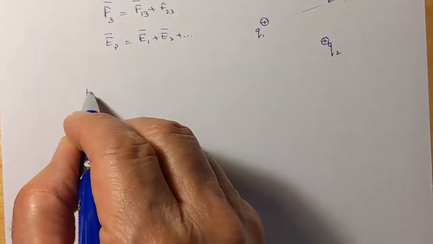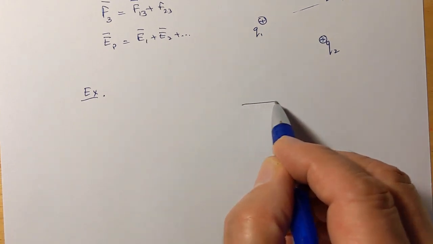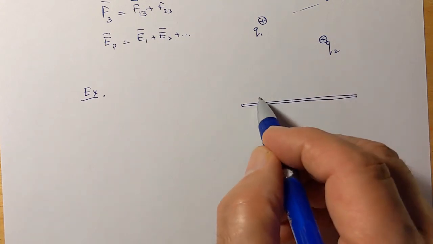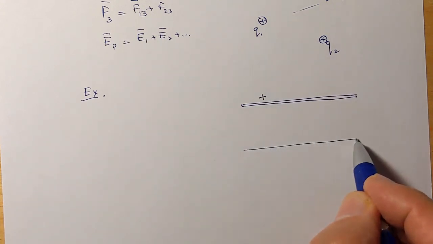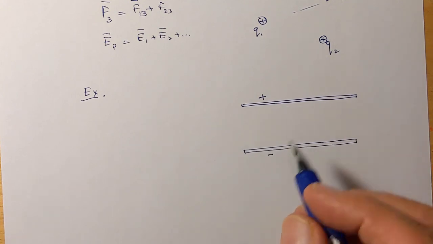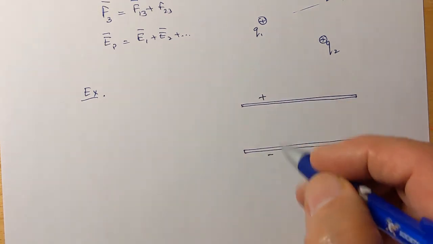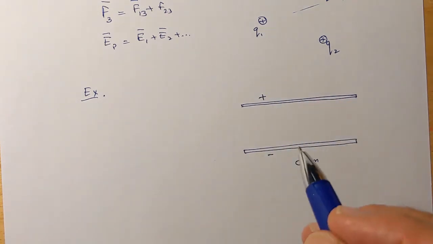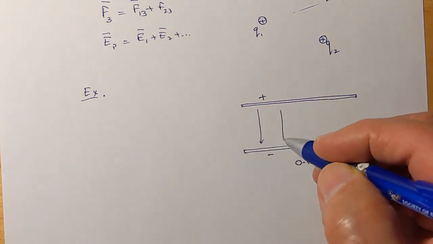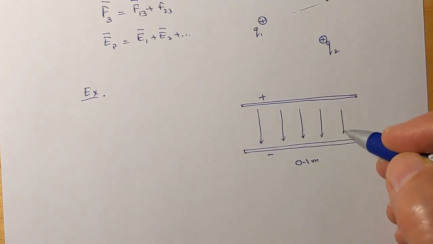Let's do an example. In this case we have a plate over here that has a positive charge, and another plate which is parallel to it which has a negative charge. The length of these plates is 0.1 meter, and there's some gap between them which is not so relevant right now. And we have an electric field in here which goes from the positive towards the negative, and we will take a certain value of that electric field.